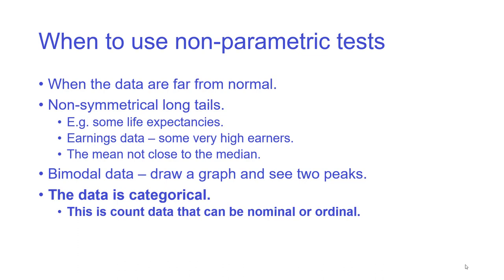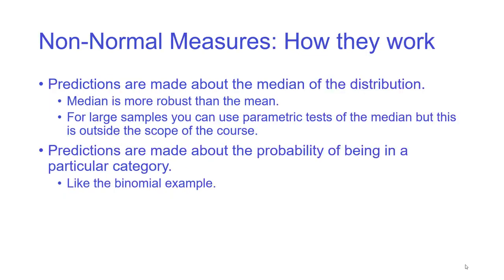Most importantly, it happens when you've got categorical data. So when you're counting data which is either nominal or ordinal, you can't have averages of this, you can't have means and standard deviations. It makes no sense to use any of the methods that you'd use for parametric data. So how do these methods work? You make predictions about the medians of a distribution. The median's more robust than the mean, and they're based around ranking methods.